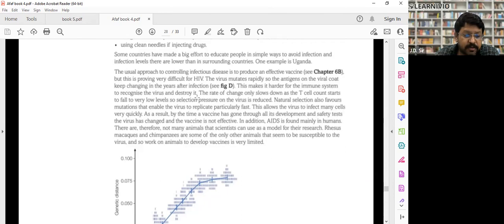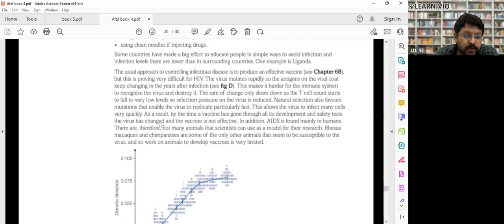The same thing. The rate of change only slows down as the T cell count starts to fall to a very low level, and selection pressure on the virus is reduced. Natural selection also favors the mutants that enable the virus to replicate particularly fast, right? So when the T cells attacked previously, at the primary stage, the structure changes keep happening fast. When the number of T cells reduces, the changing of the structure becomes slow. This allows the virus to infect many cells quickly. The same thing is given over here, right?